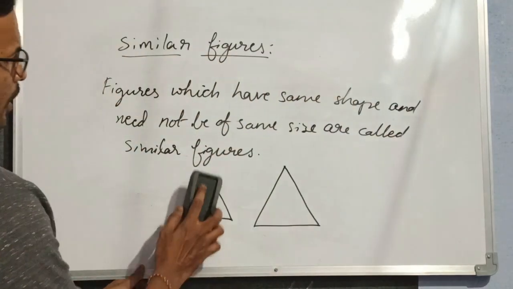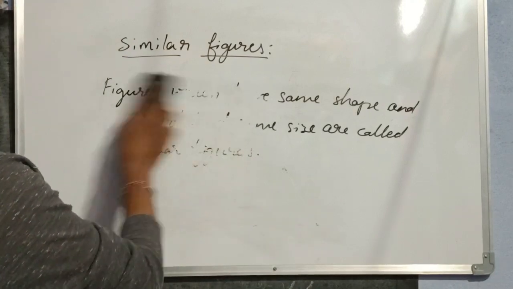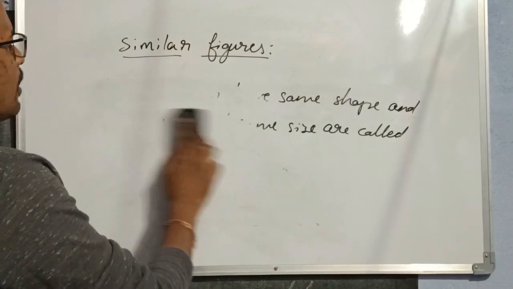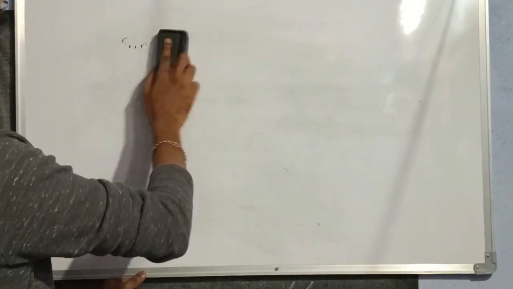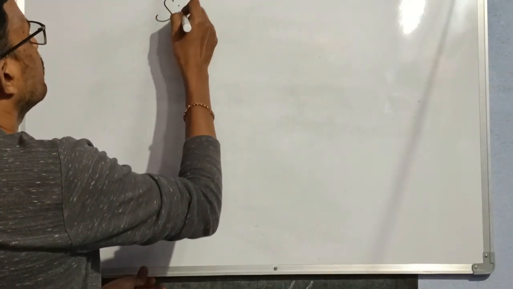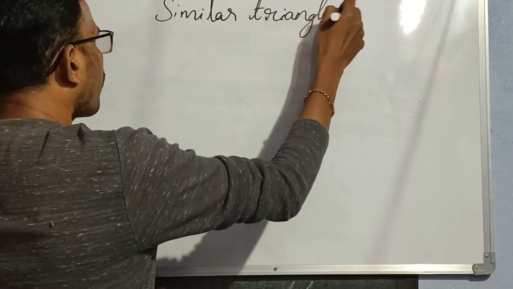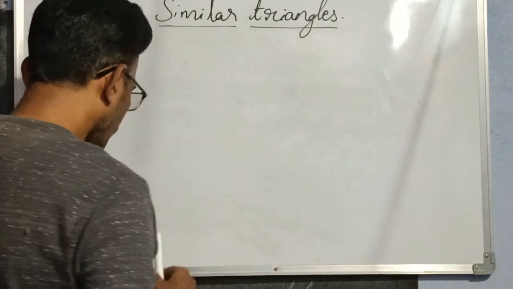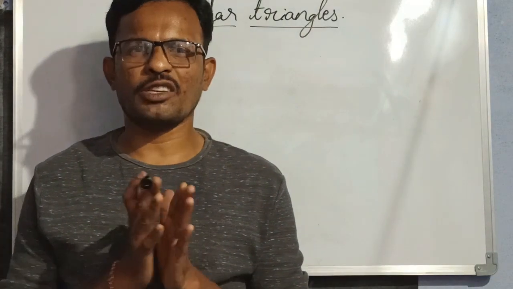Now let us move to our first important theorem in similar triangles. Now let us move to our original concept, that is similar triangles. So first concept in similar triangles. First one, we need to know a very important theorem. First important theorem, that is the basic proportionality theorem.